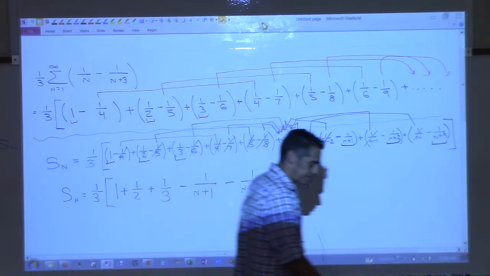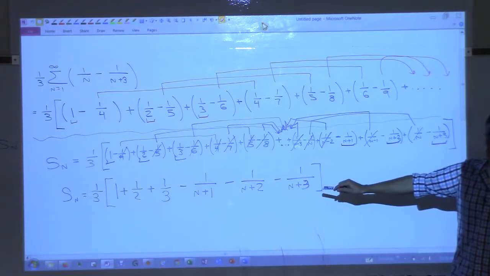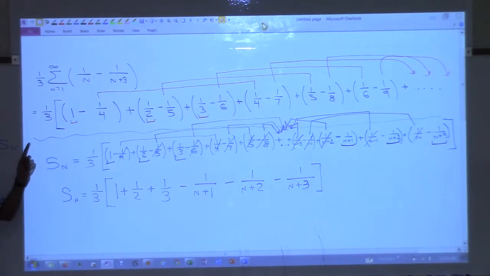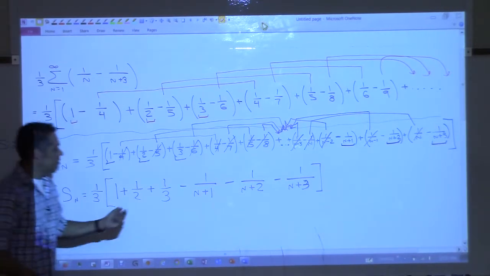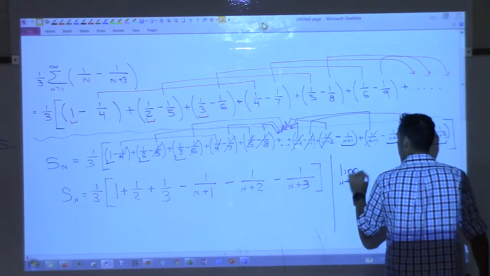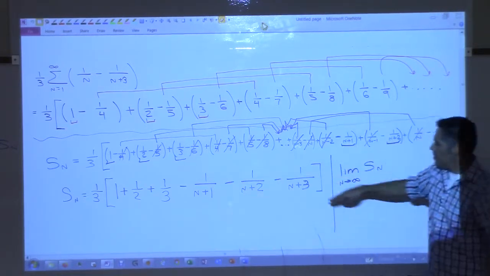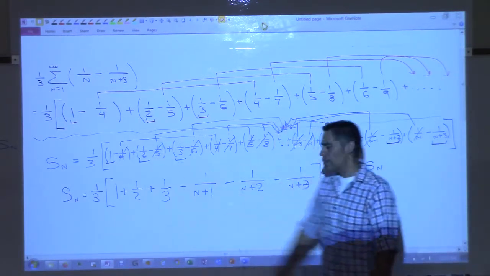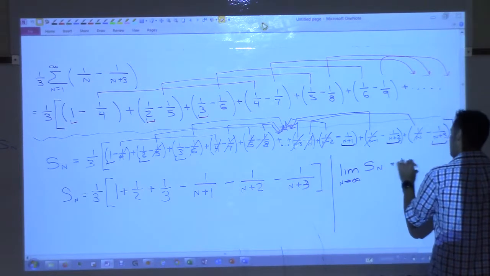Now, we're not done, because that's just the nth partial sum. The original series, if it converges, is equivalent to the limit as n goes to infinity of that nth partial sum. So now what I need to do is take the limit of this. Let n go to infinity. Okay? So if I take the limit as n goes to infinity of that nth partial sum, what does that go to? 0, 0, 0. And so all you're left with is the 1 plus a half plus a third.